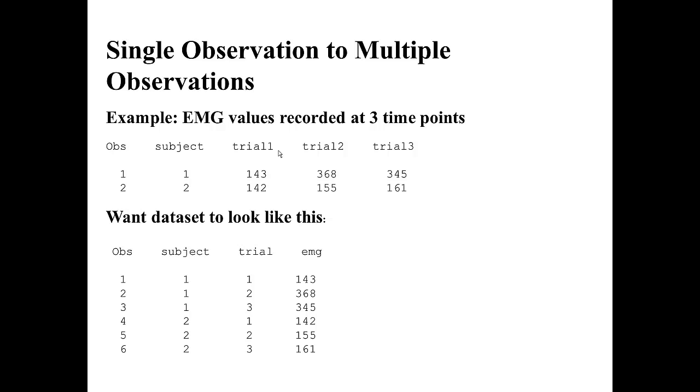Now we want to take this particular data structure and we want to turn our data set so that it looks like the data set on the bottom of the slide, where for every trial there's a separate observation for that subject. So we're switching it so we have subject 1 appearing 3 different times for each trial, and at each trial we have a separate variable EMG that's recorded.